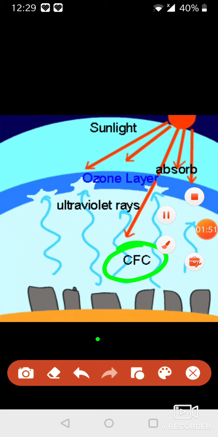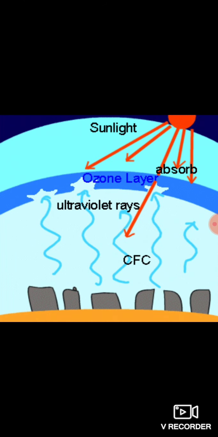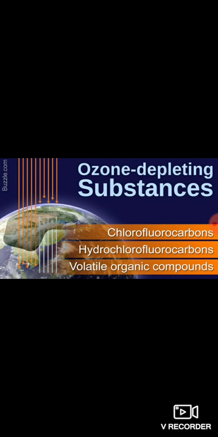certain chemicals. These chemicals are chlorofluorocarbons. These chlorofluorocarbons are used as coolants in refrigerators. They are used in air conditioners. They are used as fire extinguishers and in many aerosols. So CFCs were used by human beings for various purposes. Due to these chlorofluorocarbons, a hole has developed in the ozone layer. Nowadays, their use has been banned.